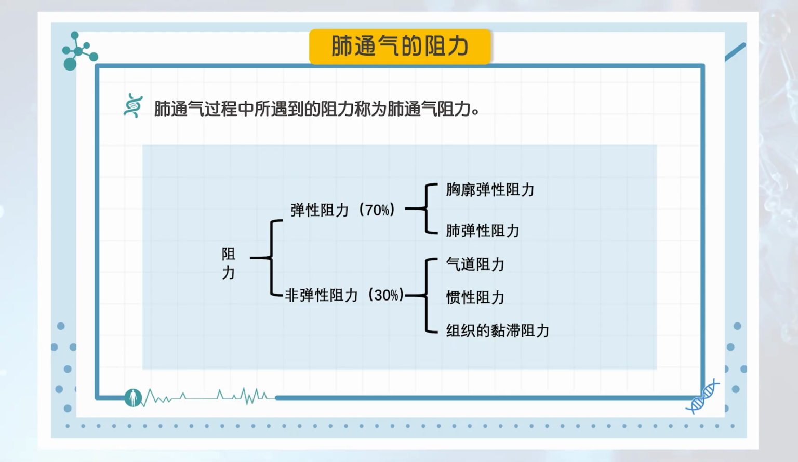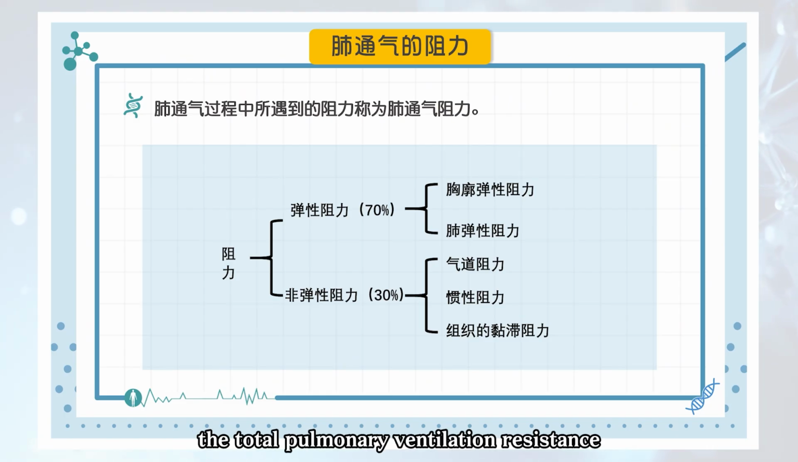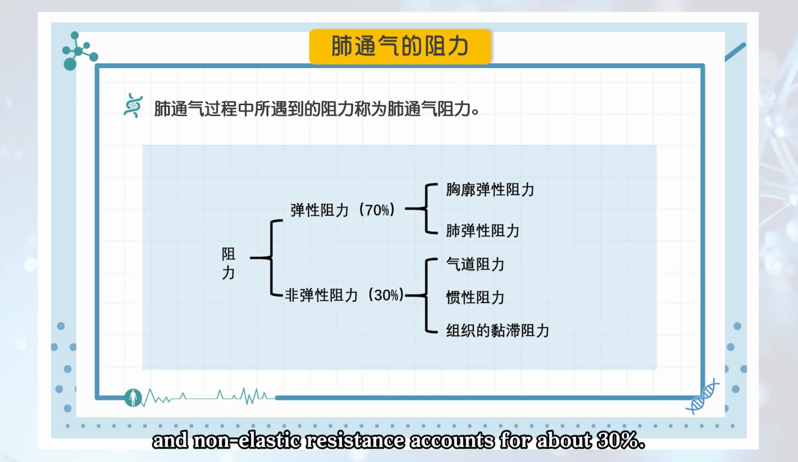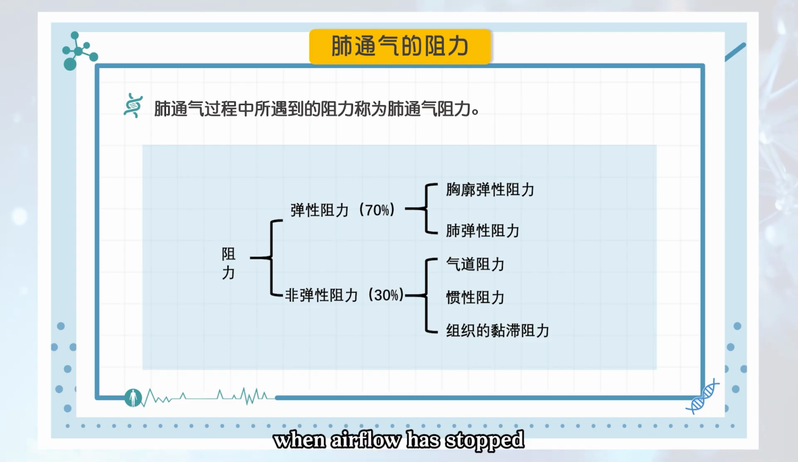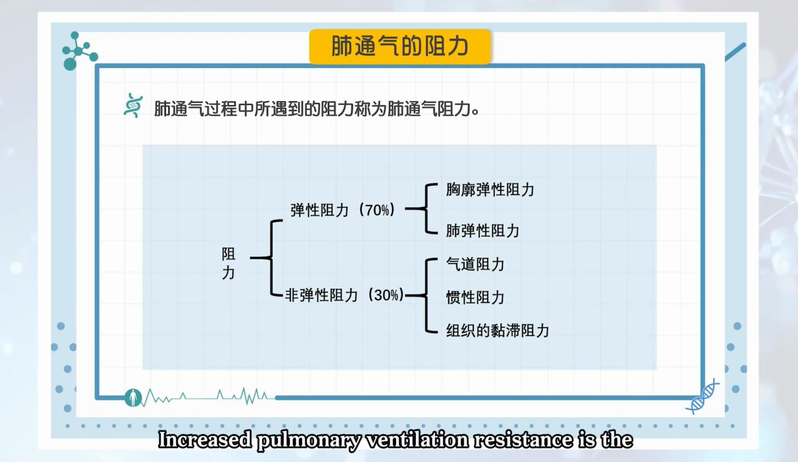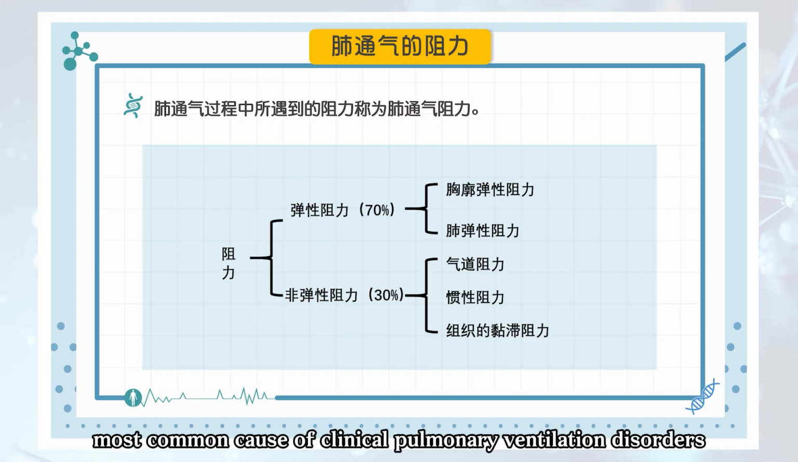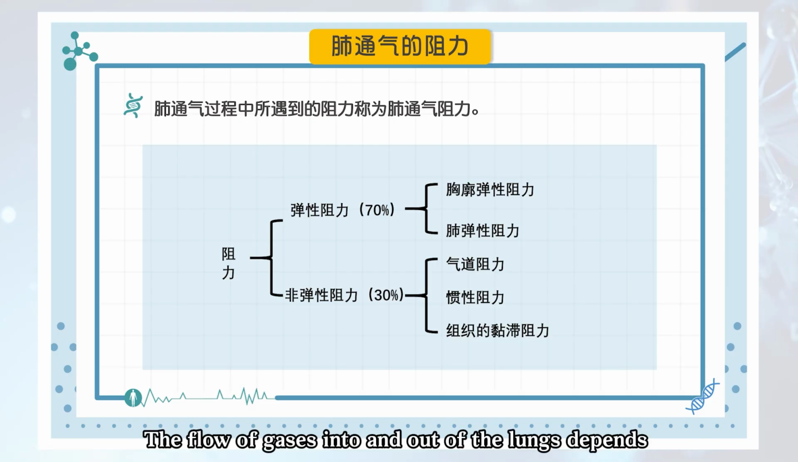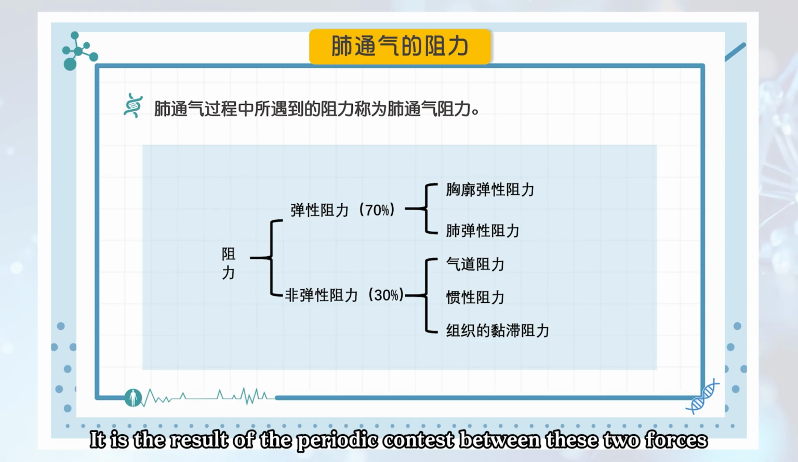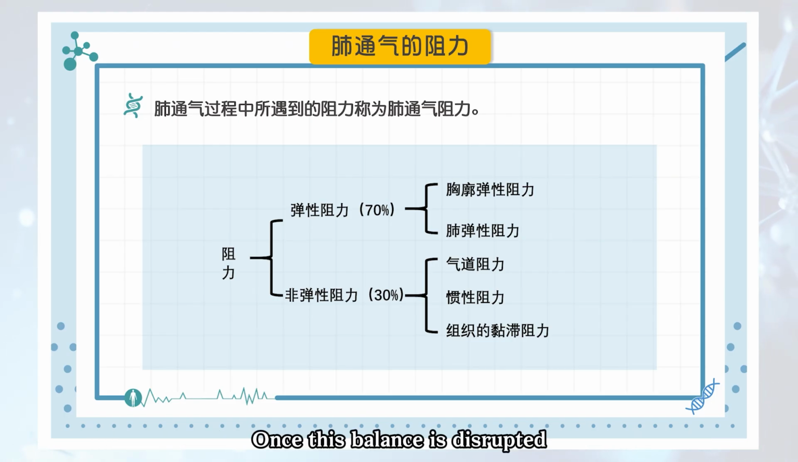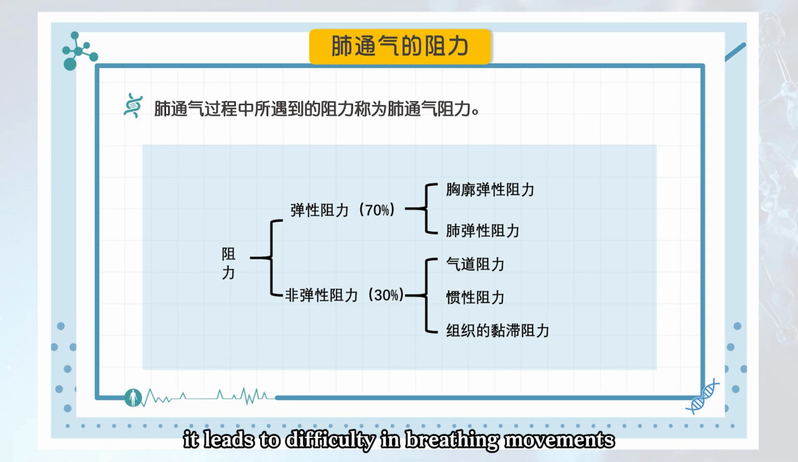During quiet breathing, elastic resistance accounts for about 70% of the total pulmonary ventilation resistance, and non-elastic resistance accounts for about 30%. Elastic resistance persists even at rest when airflow has stopped. Thus, it is a static resistance, whereas non-elastic resistance occurs only when gas is flowing. Hence, it is a dynamic resistance. Increased pulmonary ventilation resistance is the most common cause of clinical pulmonary ventilation disorders. The flow of gases into and out of the lungs depends on the interaction between the driving forces for pulmonary ventilation and the ventilation resistance. It is the result of the periodic contest between these two forces. Once this balance is disrupted, it leads to difficulty in breathing movements.